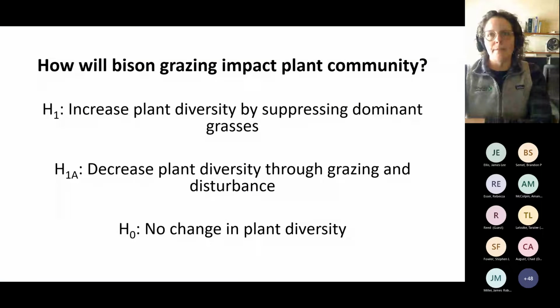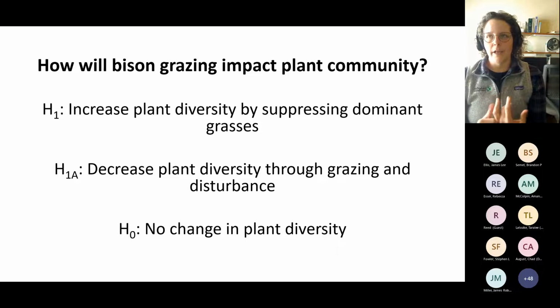In deciding to bring bison back to Nachusa, it was really important to my colleagues to be able to evaluate what was the impact of bison and how are they really affecting the ecosystem here at Nachusa. So this set up three alternative hypotheses that our team was working with.